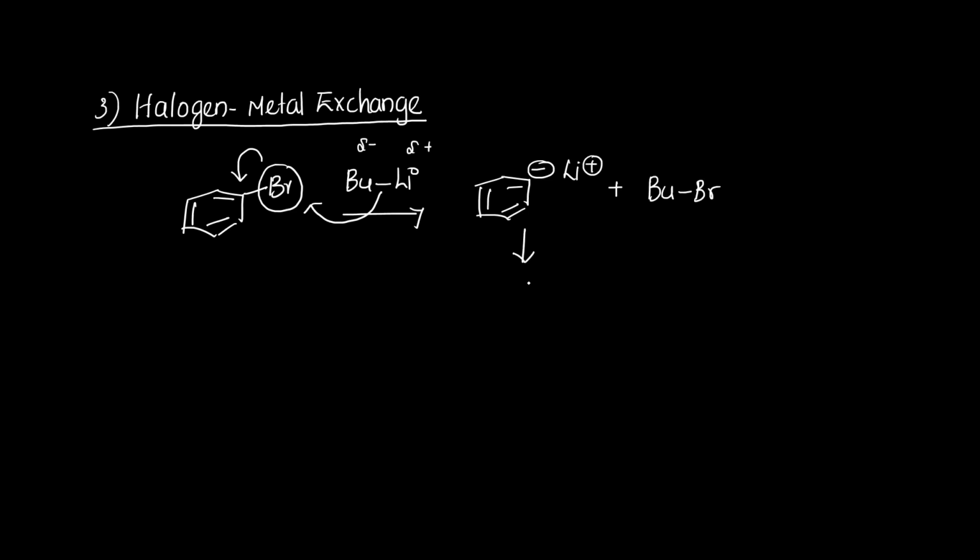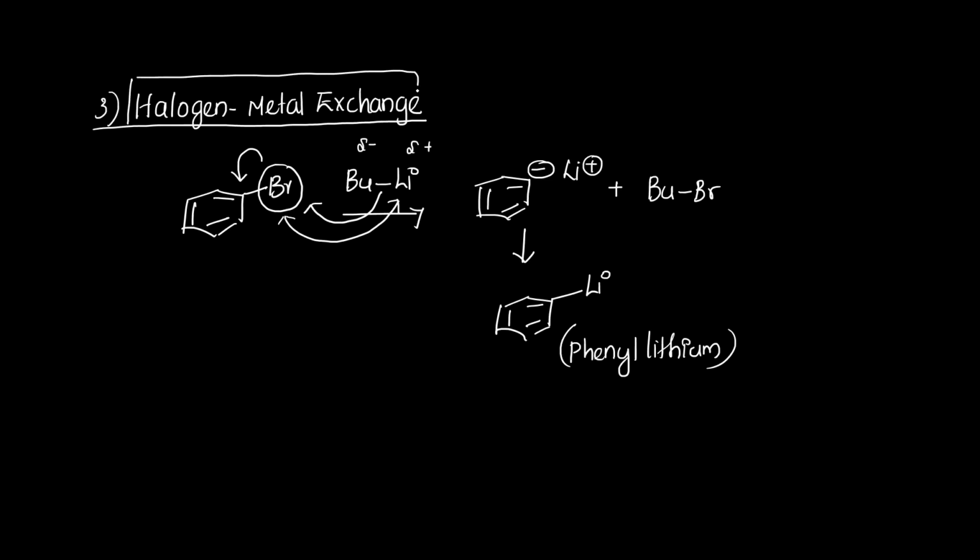So this will later form the bond, that is the phenyl lithium. So here actually the halogen and the metal just simply swap the places, right? So from here the bromine is changed to the lithium and the lithium is changed to the position of bromine. That is why it is known as the halogen metal exchange.